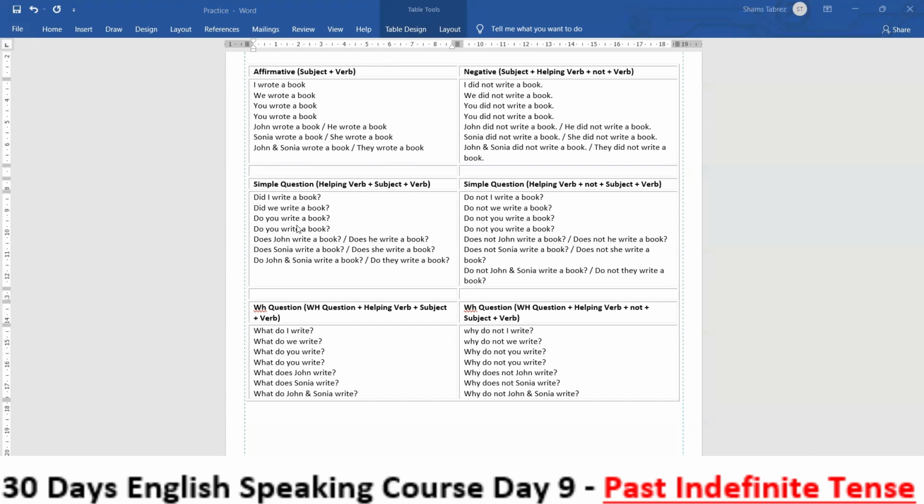Did we write a book? क्या हमने एक book लिखा? Did you write a book? क्या आपने एक book लिखा? Right, like this. Please go ahead and make the rest of the sentences. Did we write a book? क्या हमने book लिखा? Did you write a book? क्या तुमने बुक लिखा?